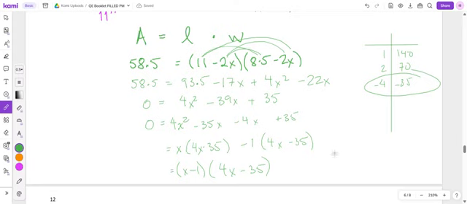Okay, so x could be 1 inch, and x could be 35 over 4, which is 8.75 inches. Where did you get the 35? Did I make a mistake? The 35. Yeah, I brought this over and it became negative. Oh. And that's a great question. I was hoping someone would ask.